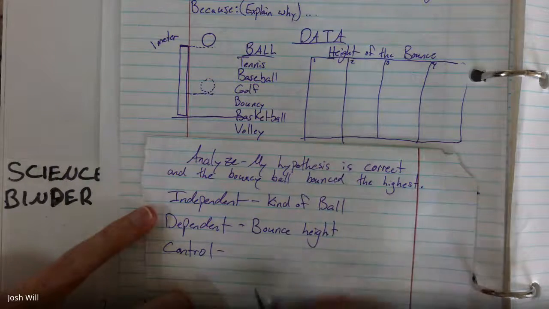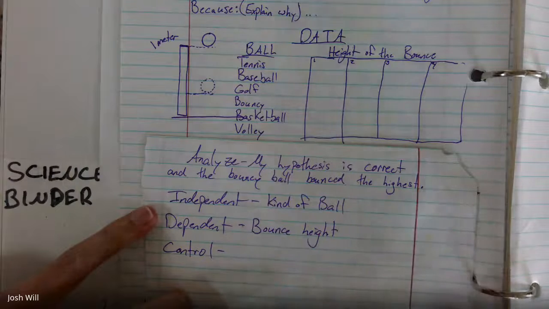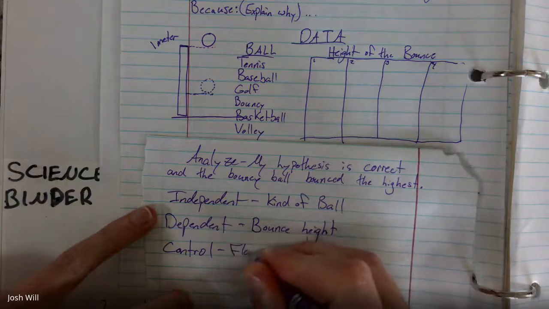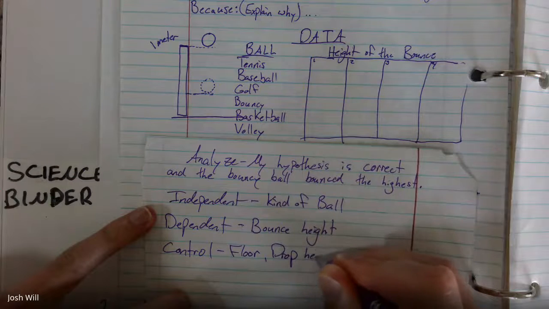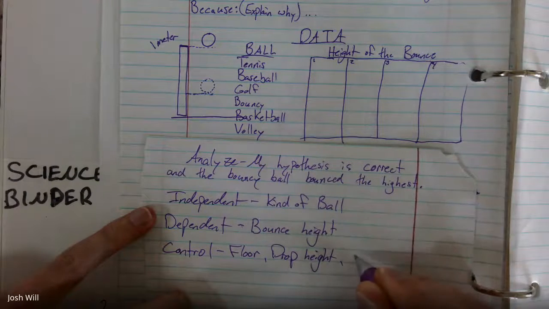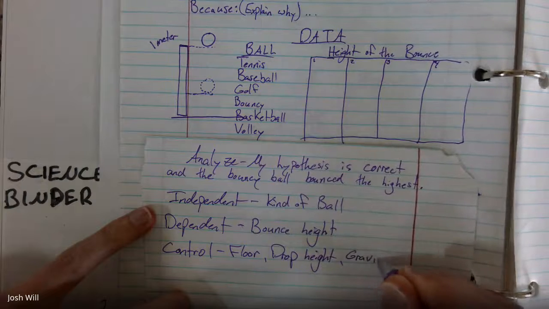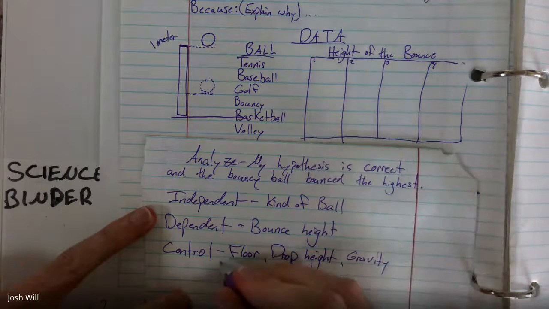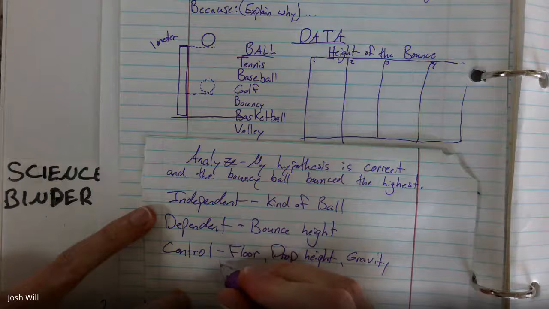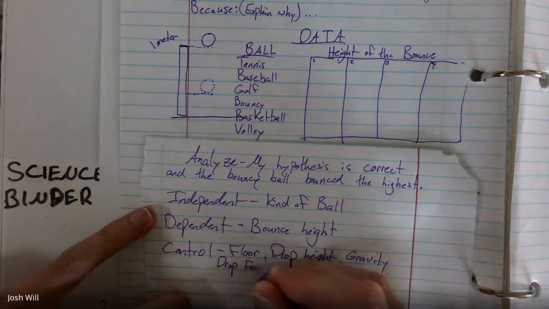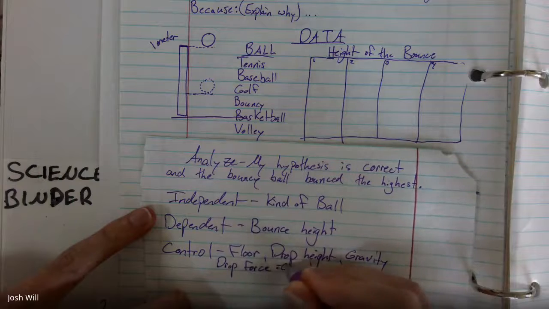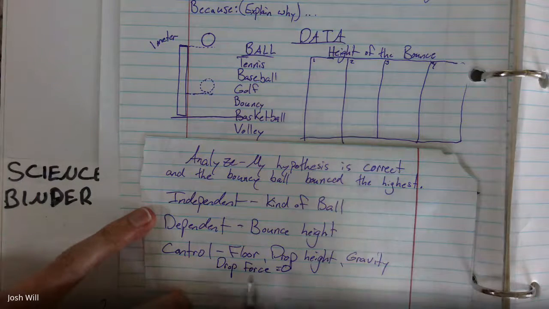And then our control variables, there's quite a few of them, but we're only going to pick out a few. So the floor has to stay the same. The drop height has to stay the same. Obviously, gravity has to stay the same. The drop force, you're not putting any force on it, so the drop force has to equal 0. So those are some things that have to stay the same.